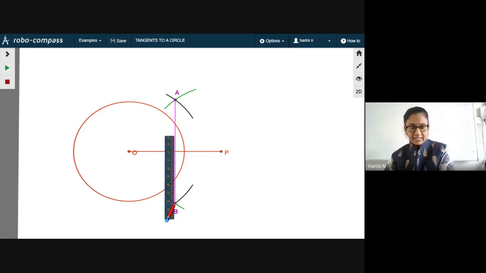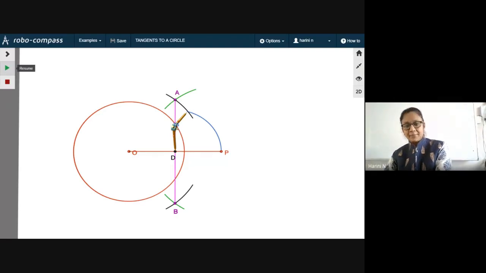Okay, I hope it is done. So the next one, you have to locate the point of intersect between that line AB that you have drawn and OP. Please mark that point of intersect. Is that done? I call it D.